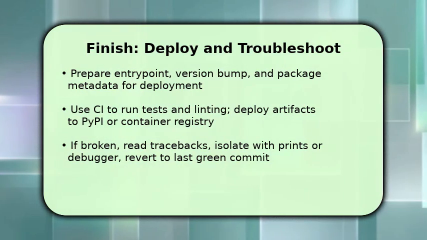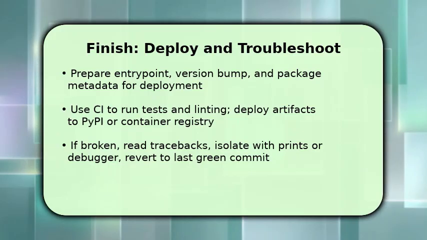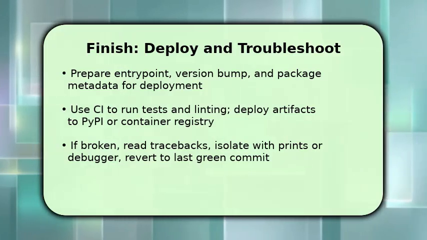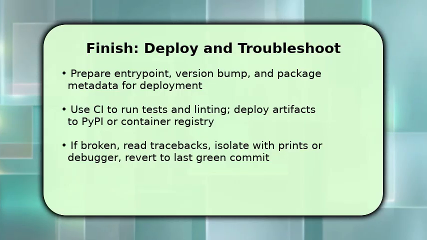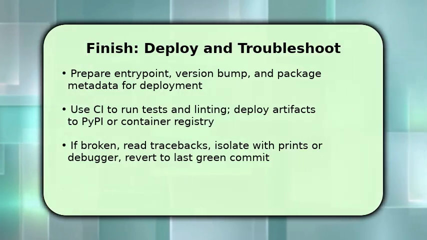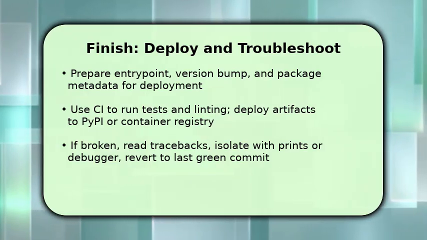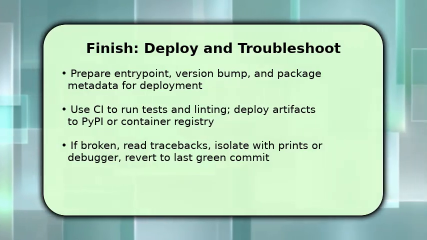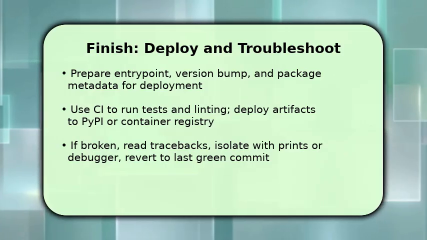To finalize, create a clear entry point and increment a version so users know releases. Once ready, add CI steps to run tests, linters, and build artifacts. This automates checks and prevents regressions. Deploy the package to PyPI or push a container image to a registry, depending on your target.